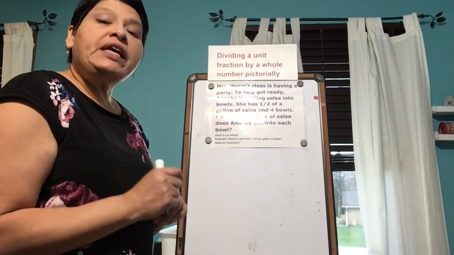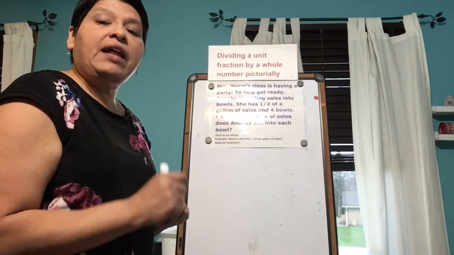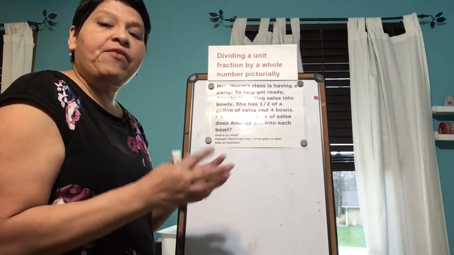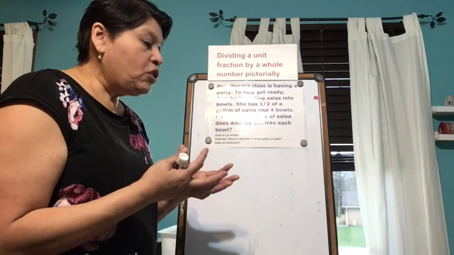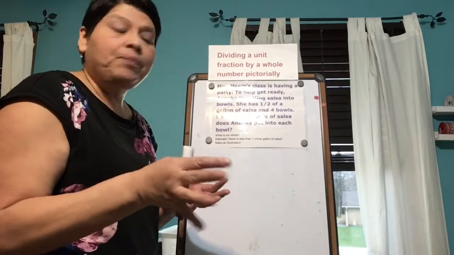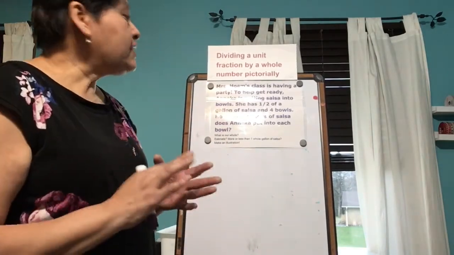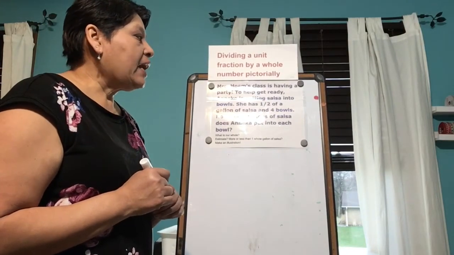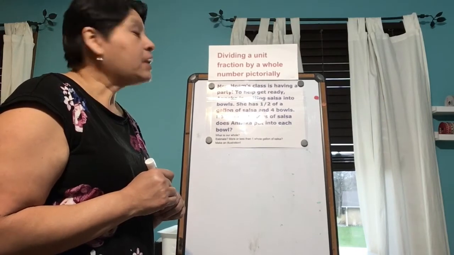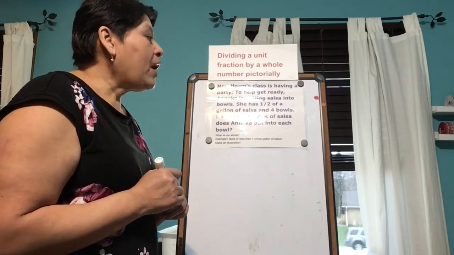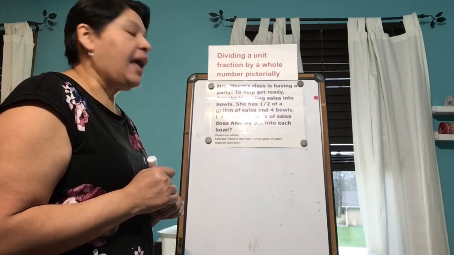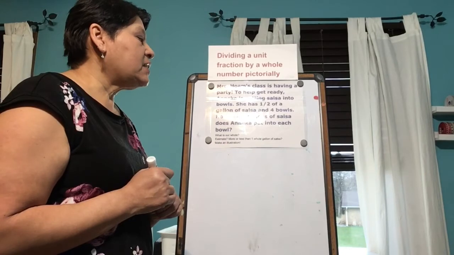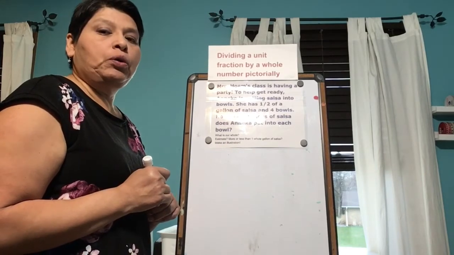Okay, first thing we need to do is read it again and let's find the whole. What is it that we are working with? What do we have that we need to partition? Okay, so it says Mrs. Home's class is having a party. To help get ready, Annika is putting salsa into bowls. She has 1/2 of a gallon of salsa and 4 bowls. How many gallons of salsa does Annika put into each bowl?